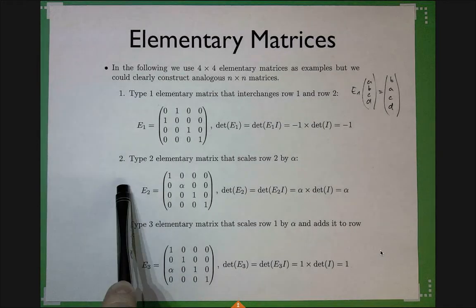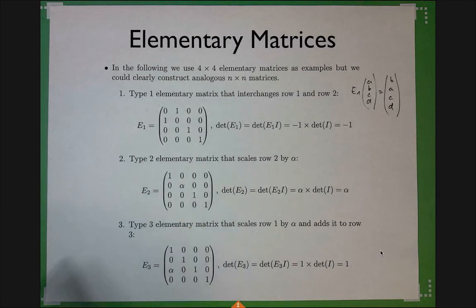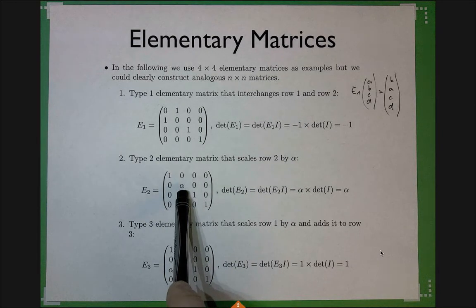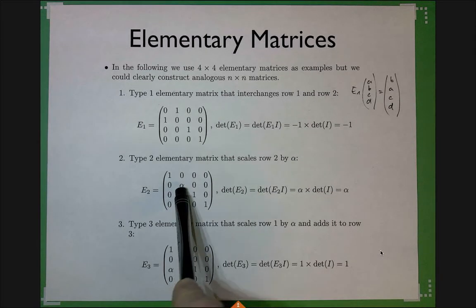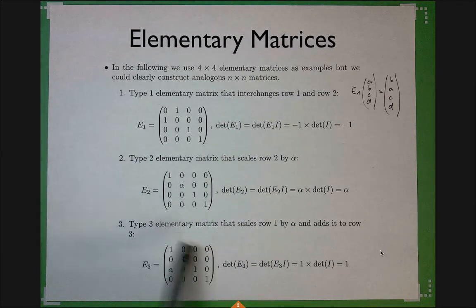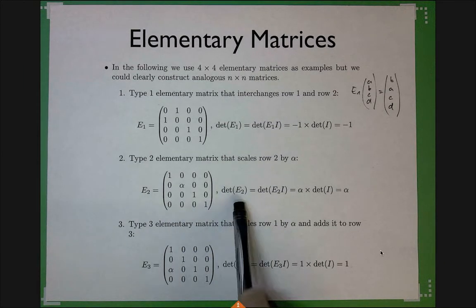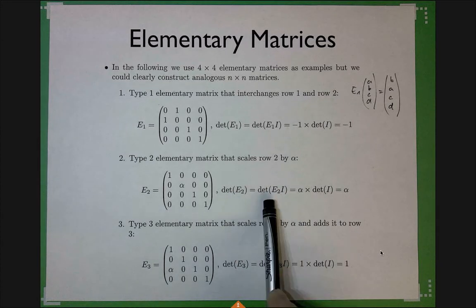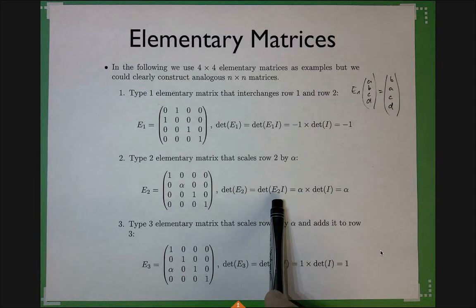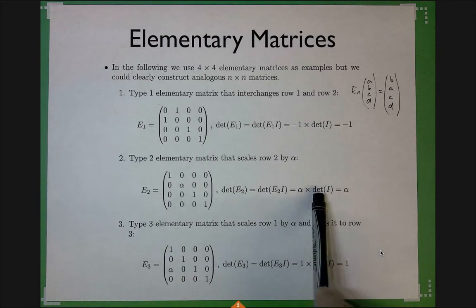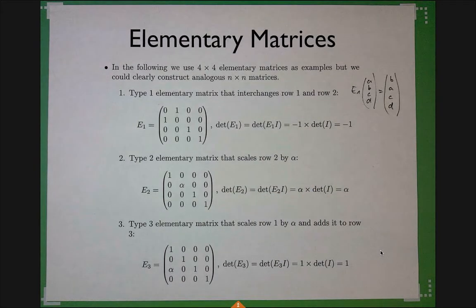So the type 2 one means multiply a row by a scalar. So it's a diagonal matrix, almost identity, except that one of the elements is alpha. In this example, it's multiplying row number 2 by alpha, right? You could easily write a matrix that multiplies an arbitrary row by an arbitrary number. What is the determinant of it? Well, from the second, or maybe the third property, the linearity, it's just alpha times the determinant of identity, which is alpha. So that's simple.